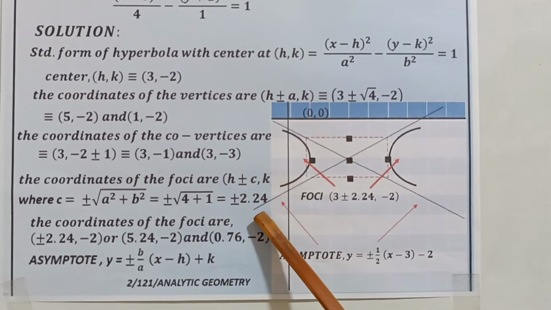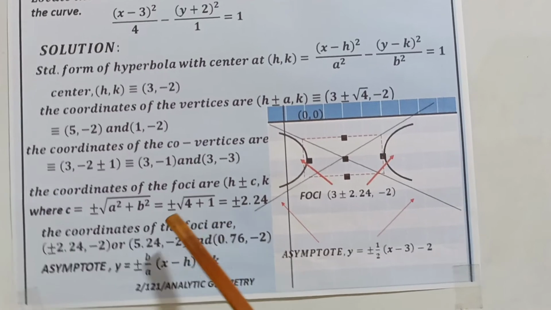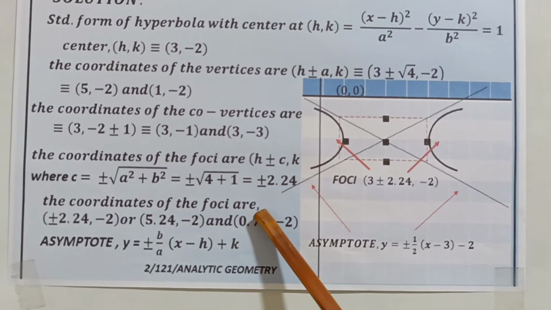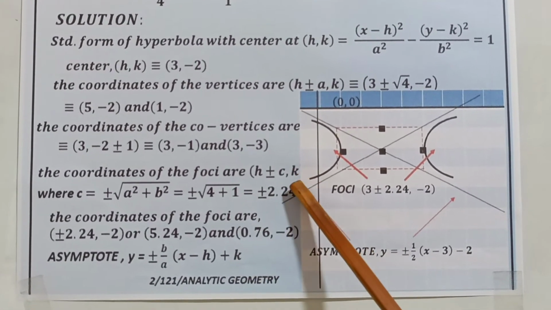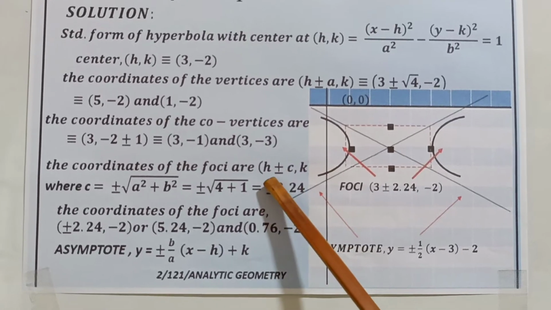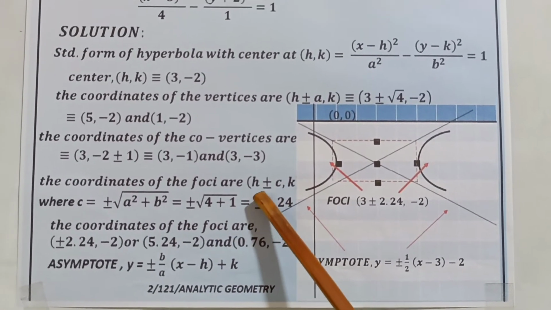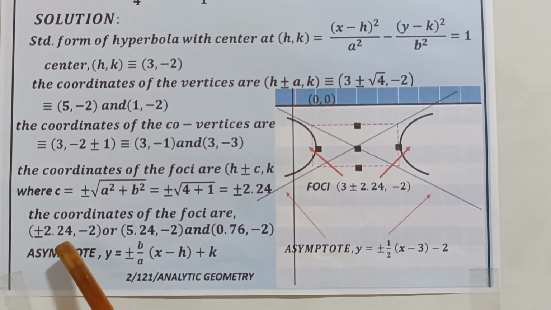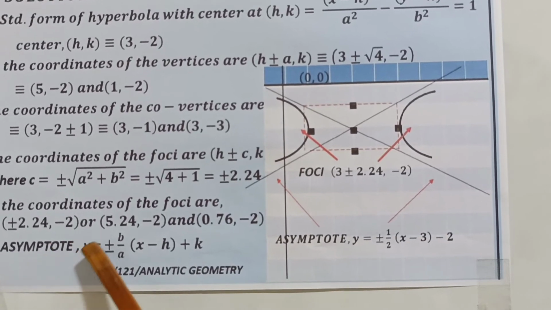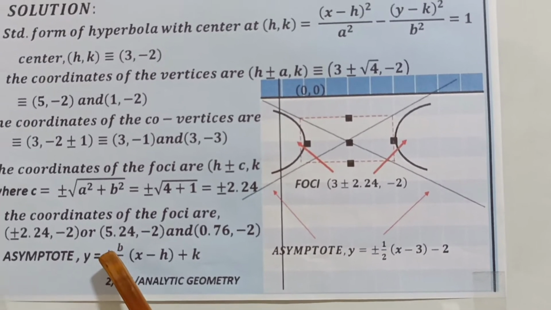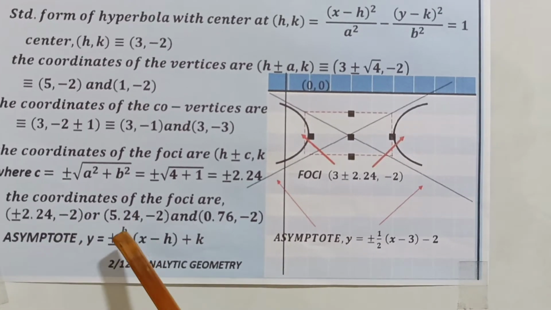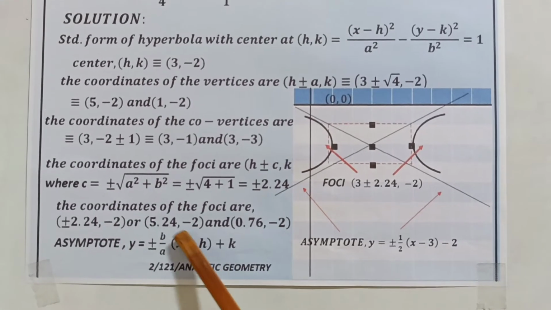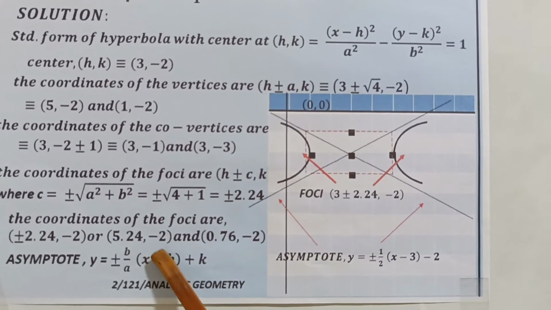So the coordinates of the foci are, we just substitute this in this coordinates here. H is equal to 3, plus or minus 2.24, which is equal to 5.24, and 3 minus 2.24 is 0.76, and negative 2. And this one is also negative 2.